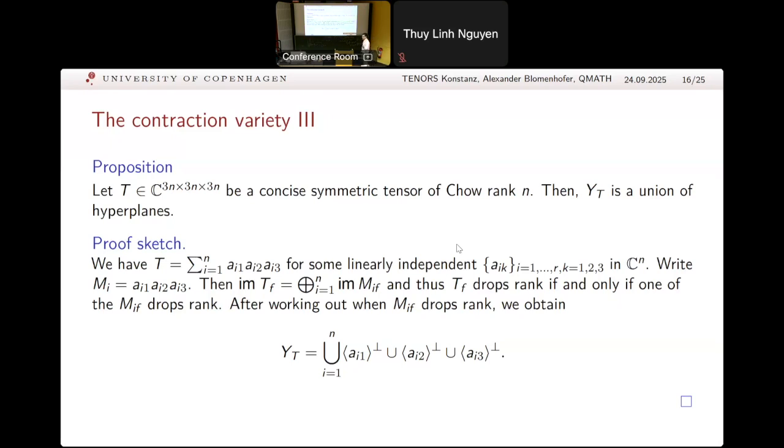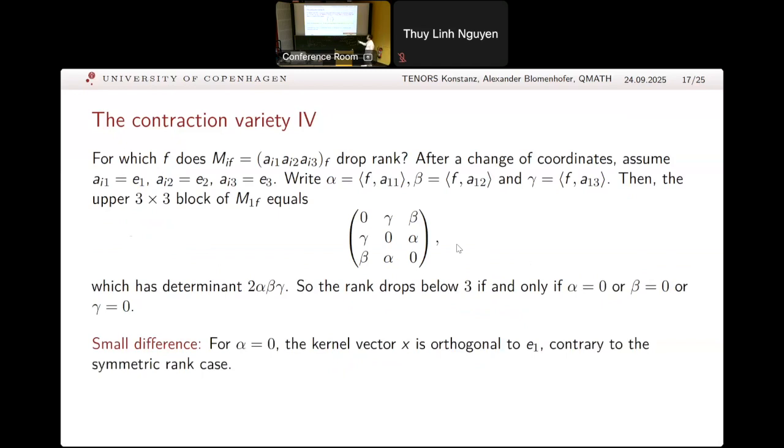And that's basically how we get it now. Yeah. So after working out when MIF drops rank, we will see that this is actually exactly when the F is orthogonal to either of the AIKs. And why is that the case? Is this slide okay? Can I go to the next one? Yeah. So why is that the case? Well, we work it out quickly.